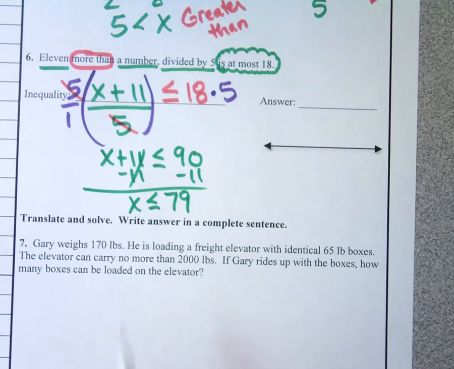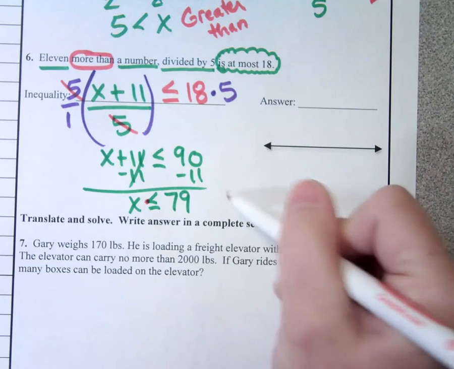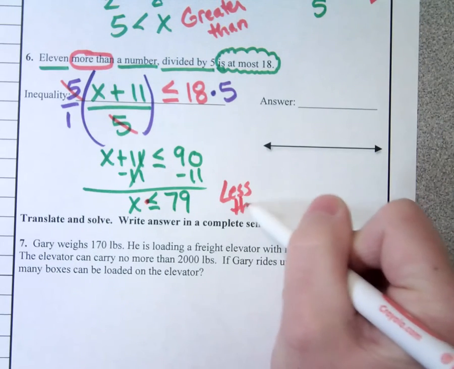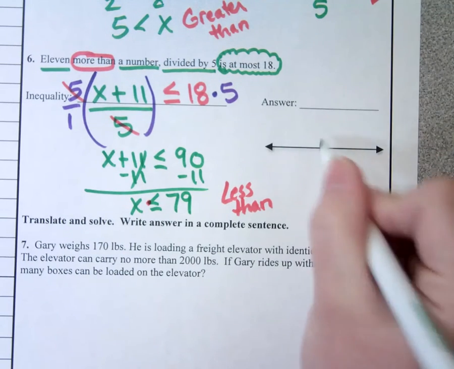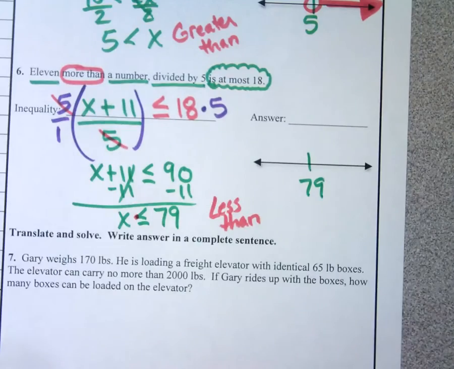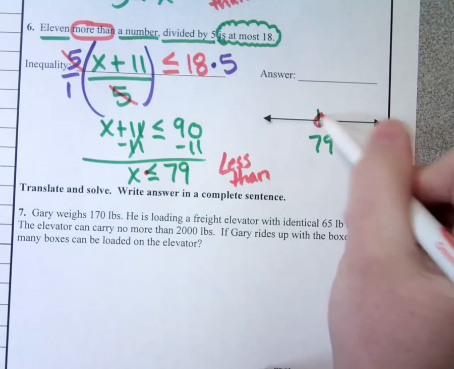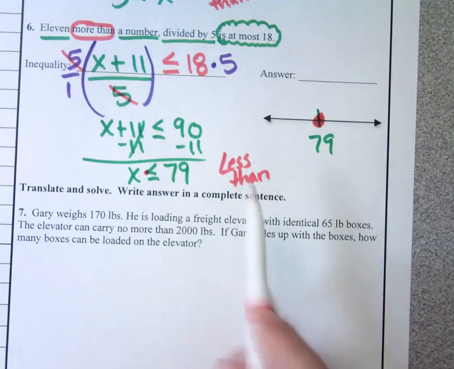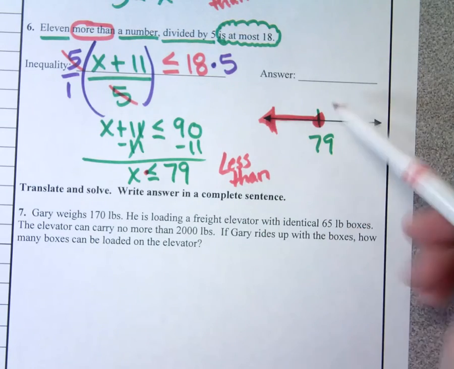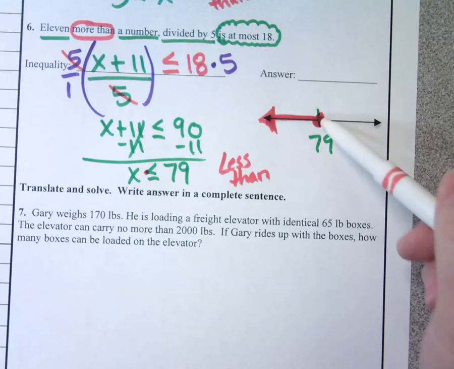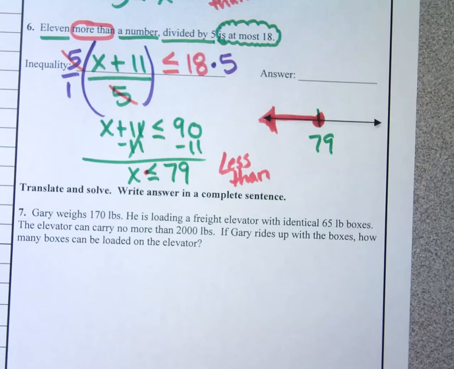Okay, is my pointed end facing my variable, or is my big mouth? My pointed end is facing it, so this is less than. And less than is to the left. So I'm going to put 79 on my number line. Open circle or solid? Solid circle because of the equals. And less than is to the left. Less than left, less than left. So 79 is an answer to this problem, and every number smaller than 79 is an answer. Okay.